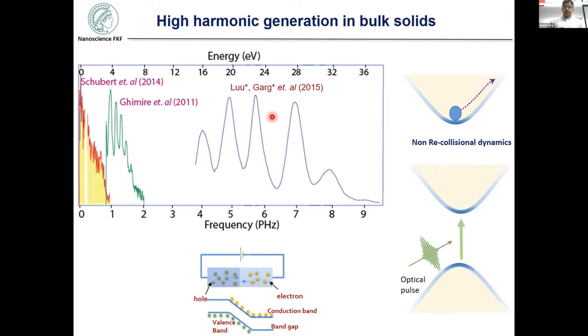Then there is, of course, another possibility: recollisional dynamics. You create carriers in the two bands, electrons and holes in the conduction and valence band, and these are accelerated in the presence of the laser pulse. After a while, they recombine and lead to high harmonics. This is the mechanism suggested by Ghimire and also a bit by Schubert. It is similar to the three-step model that Corkum proposed for explaining high harmonics in gases.